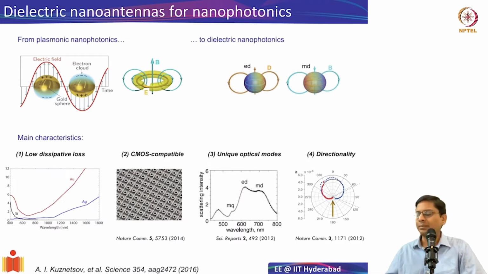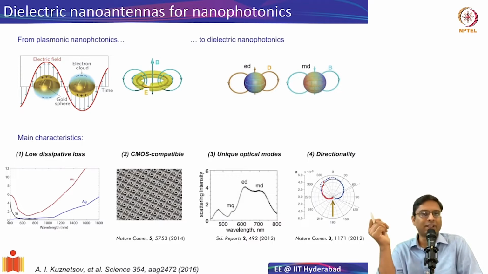So yeah, then there are other materials which can have low loss. That's one of the reasons people have moved towards dielectric nanophotonics in the last 6-7 years. So starting roughly about 2015 or so, this trend started.